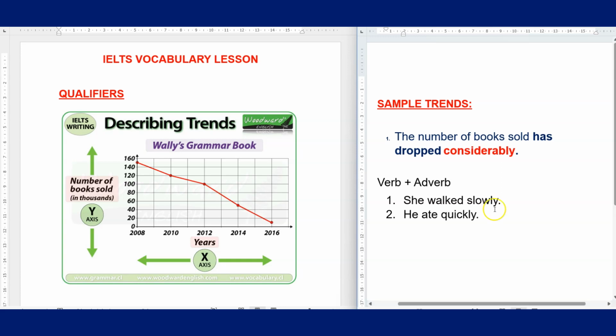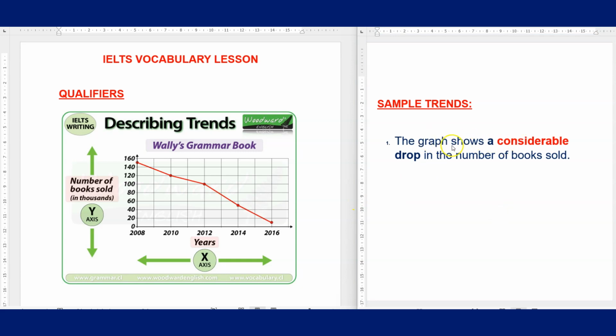How about the next sentence? The graph shows a considerable drop in the number of books sold. So for us to describe how the number of books sold dropped, we have to use the word considerable. But just look at it carefully. You can see that this time considerable actually comes before the word drop. This is because this considerable is an adjective.